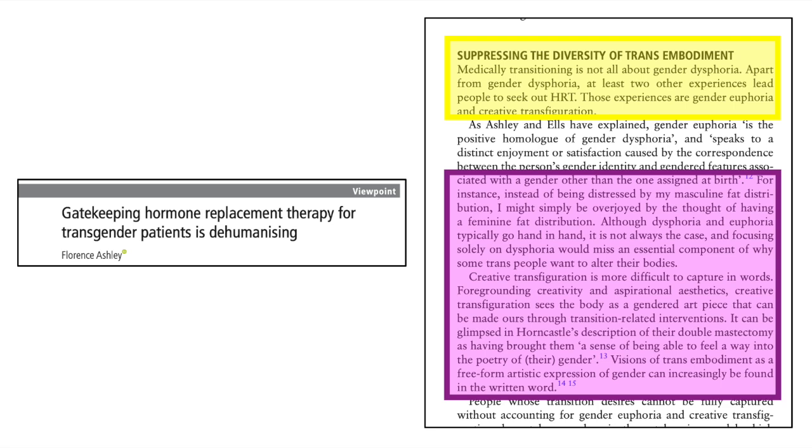Apart from gender dysphoria, at least two other experiences lead people to seek out what Ashley calls hormone replacement therapy. This is the provision of cross-sex hormones. These experiences are gender euphoria and creative transfiguration.